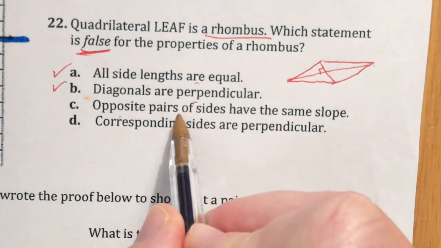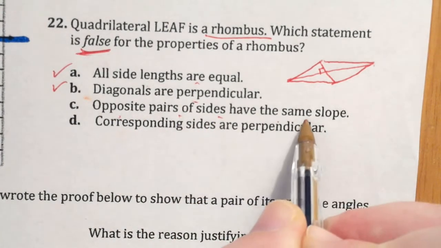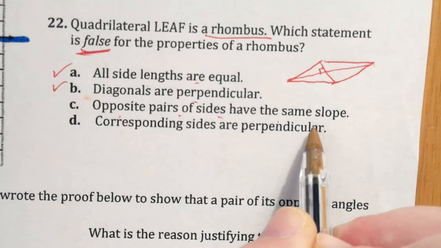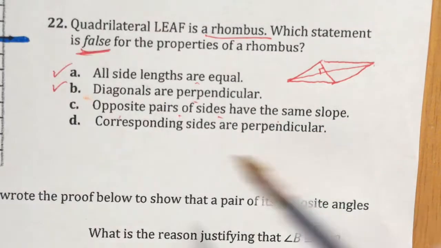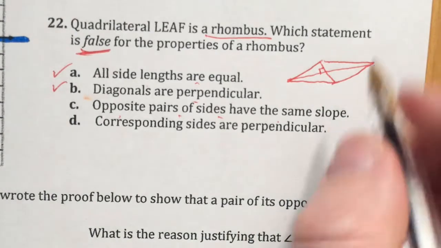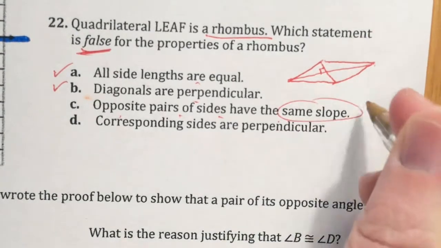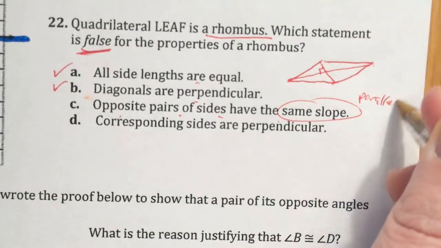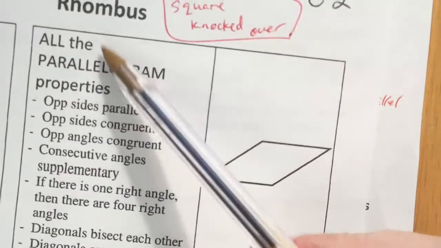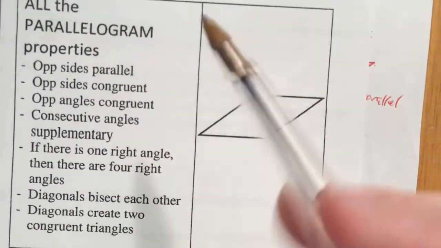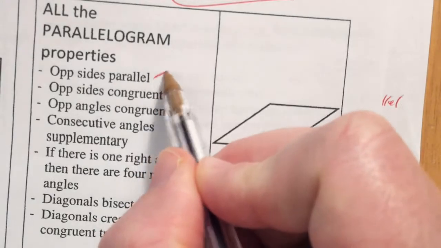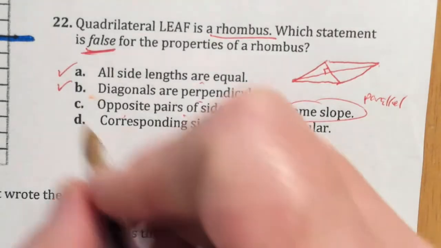Okay, opposite pairs of sides have the same slope. Opposite sides have the same slope, meaning they are parallel. That's what that means. Well, first and foremost, a rhombus is a parallelogram. So opposite sides are parallel. So that is also true.